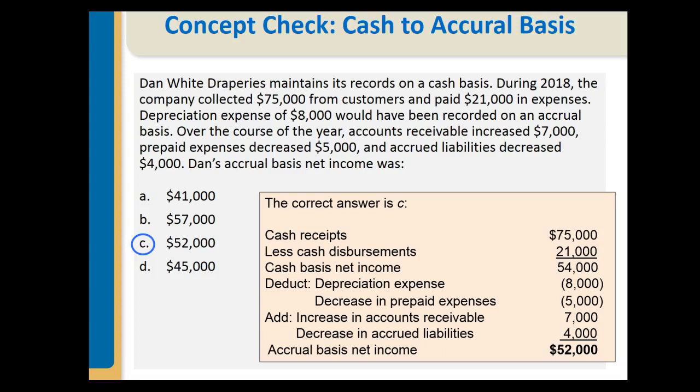Let me say that differently. We're going to have our cash basis net income, and then from there we're going to deduct the depreciation expense and the decrease in our prepaid expenses to arrive at our accrual basis. Then we're going to add what our accounts receivable increased during the year, and we'll add how our accrued liabilities decreased during the year to then come up with our accrual-based net income.